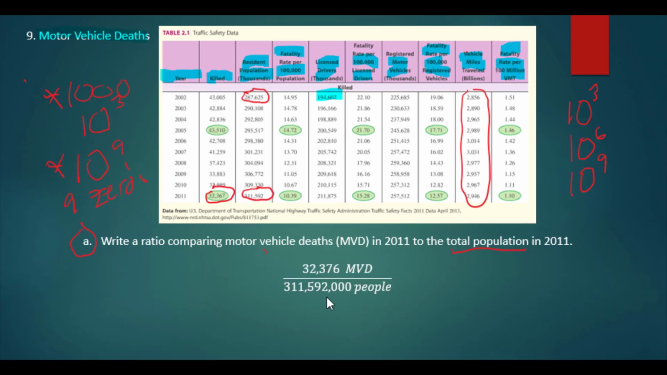So notice I added the 3 zeros down here. So there's our ratio of motor vehicle deaths to the total population. These are actual numbers. These are the actual number of motor vehicle deaths, and that is the actual number of people.